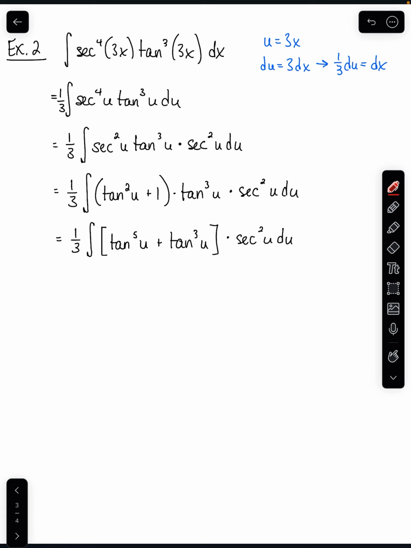Again, let's avoid using the variable u. We've already used it for something. So let's this time maybe pick out w. Let's let w equal tangent of u, so that dw is going to equal secant squared of u du.